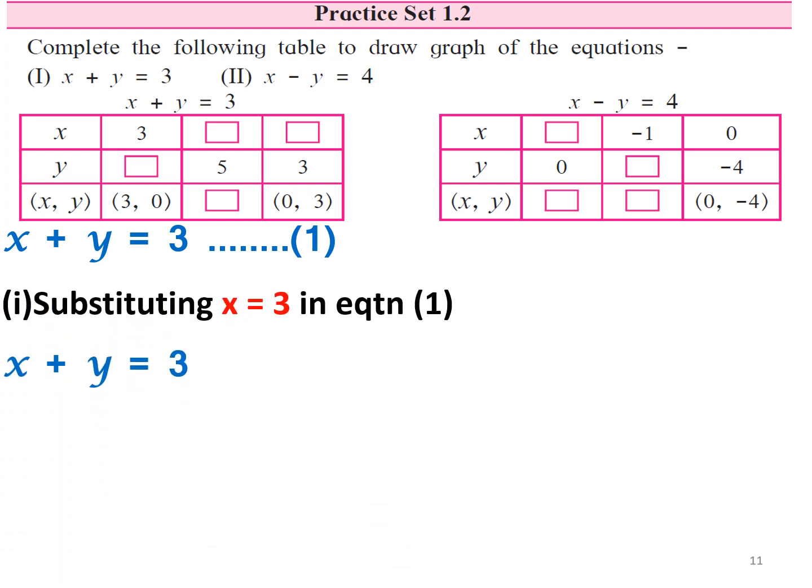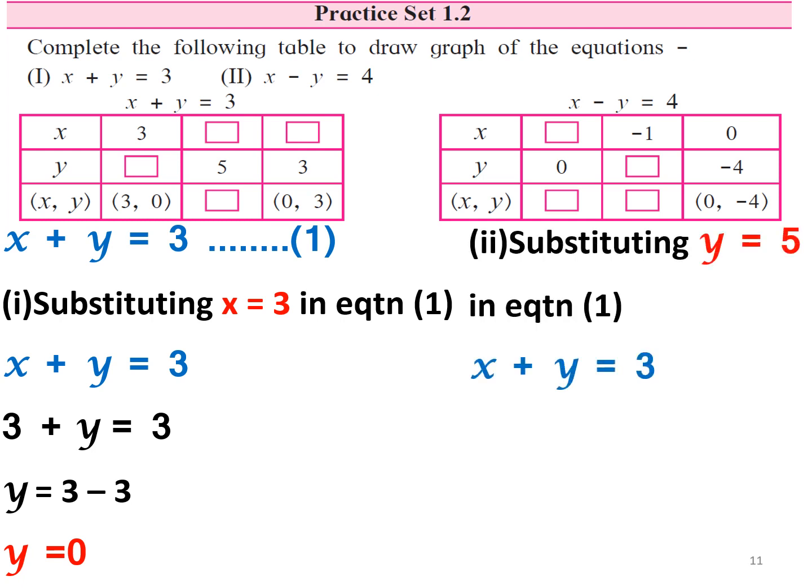If x = 3, then substituting x = 3 in equation 1, x + y = 3, 3 + y = 3. Then y = 3 - 3. So the value of y is 0. So if the value of x is 3, then the value of y is 0.